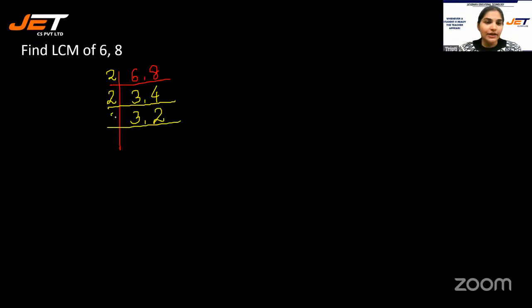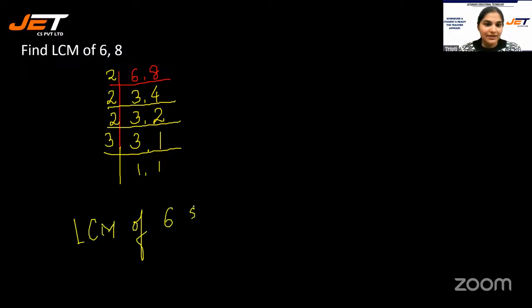Now again I'll take 2. 3 is not divisible, so I'll write it like that only. 2 times 1 is 2. Now 3 times 1 is 3. So if I talk about the LCM of 6 and 8, sorry.